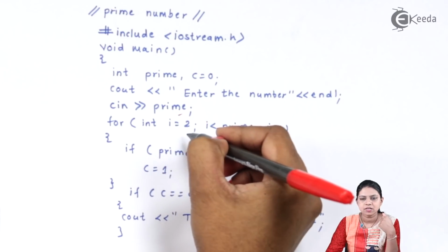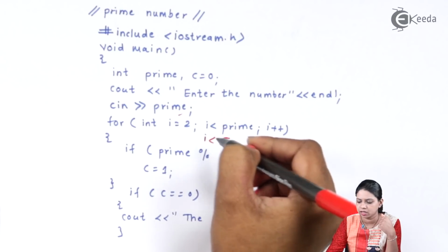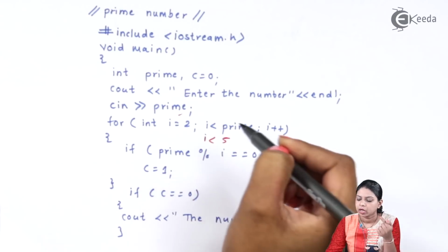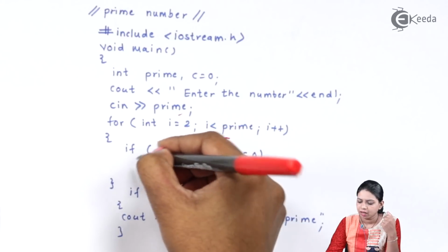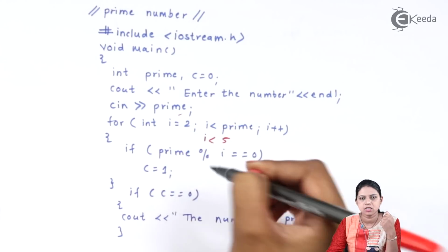Initially I is equal to 2. I will check whether 2 is less than 5. Yes, 2 is less than 5, then I will go inside the loop. Now what is written inside the loop? If my number is divisible by I, then set c equal to 1.